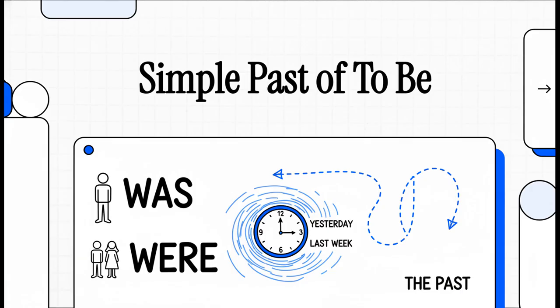We're diving straight into something absolutely crucial for speaking English naturally, the simple past tense of the verb to be. You know, it's kind of like learning to use a time machine. No plutonium required, I promise. We're going to take this step by step so that by the end of our time together, you'll feel completely confident talking about the past. Let's get right into it.